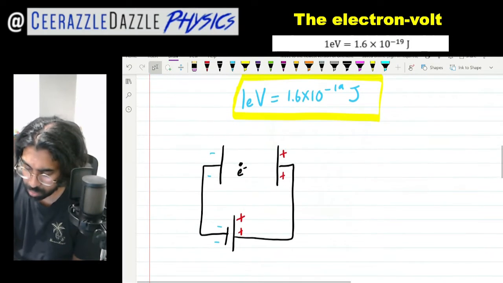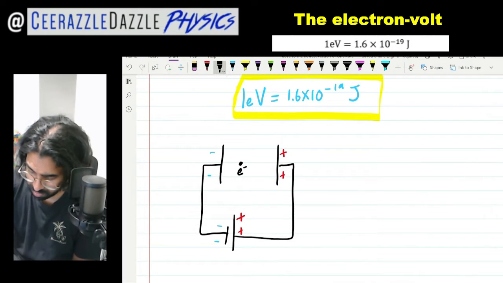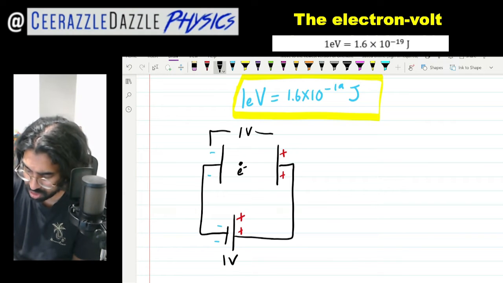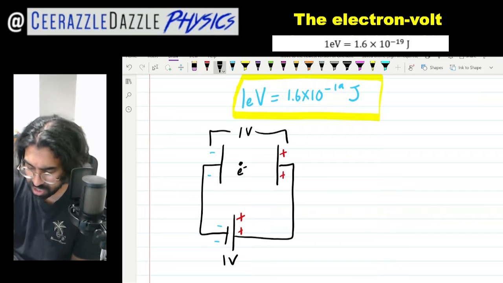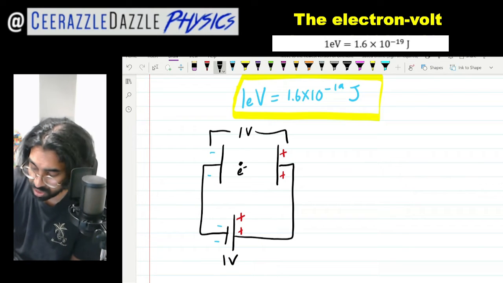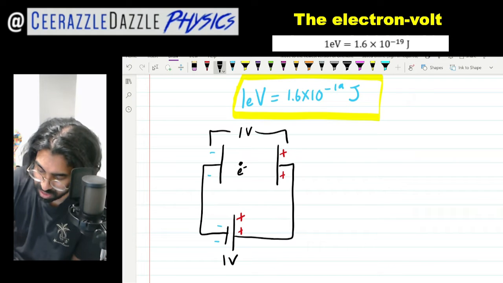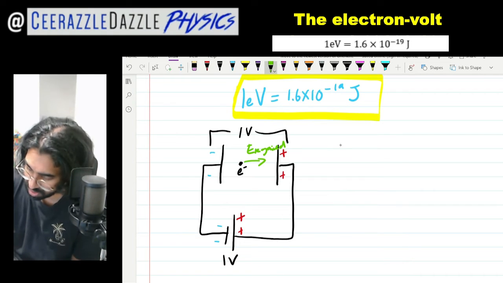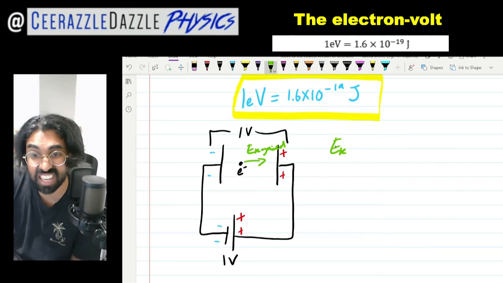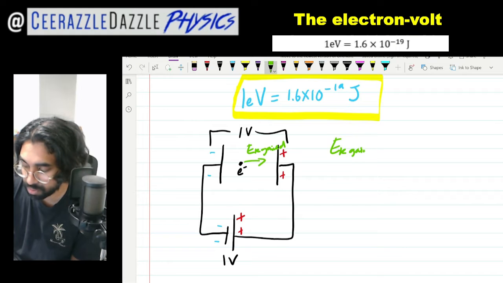Let's say we were to apply the 1 volt across there. Don't forget the voltage is going to be the same across there and there. How much energy does this electron gain? Well, we know that it will gain energy and it will be attracted across there. So it will gain kinetic energy, so EK will be gained. The kinetic energy gained must come from somewhere.